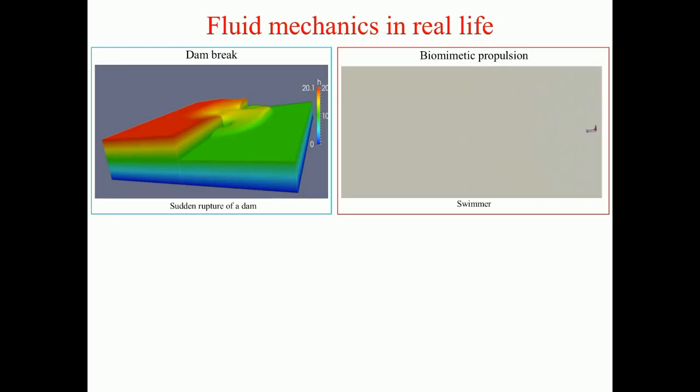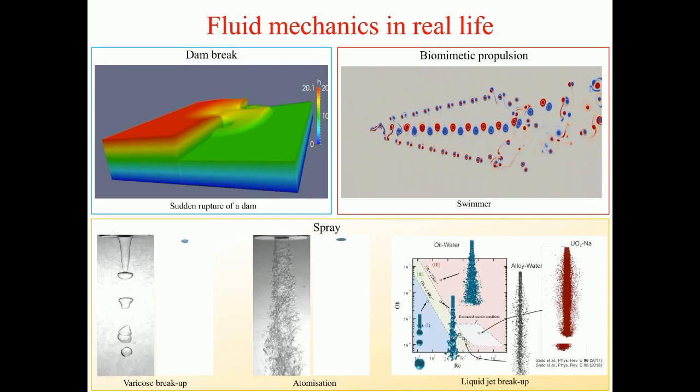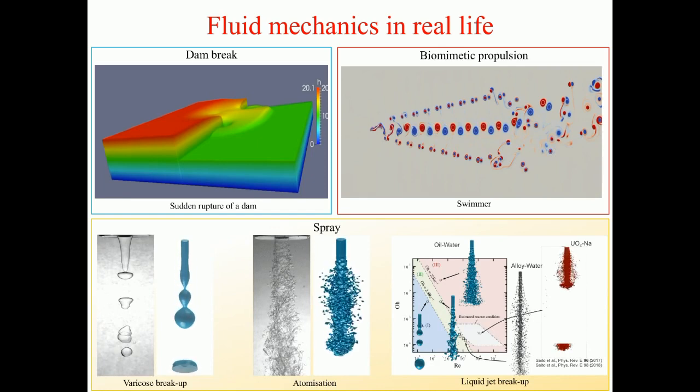You can have, for example, the sudden rupture of a dam. On the top right, you have a simulation of a swimmer, which moves in a fluid, and due to the motion of the tail, it is able to generate a thrust force and to move leftward. Or you can have sprays, which are typical examples of multi-component, multi-phase flows. You can see that from Beckham to a swimmer, the range of possible applications of the very same set of equations is impressively large.